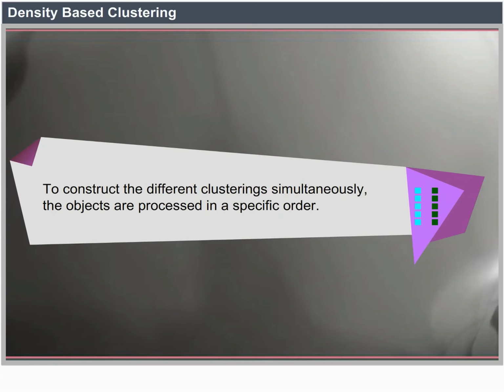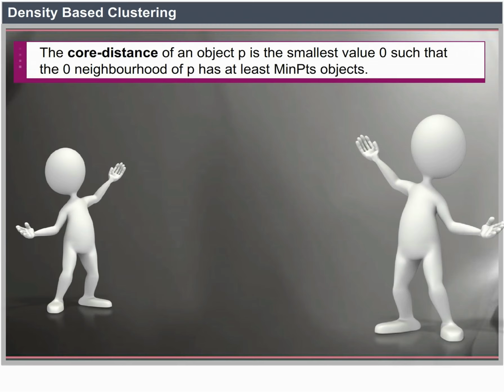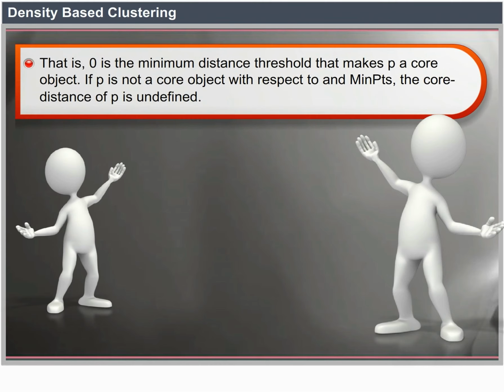To construct the different clusterings simultaneously, the objects are processed in a specific order. This order selects an object that is density reachable with respect to the lowest epsilon value so that clusters with higher density will be finished first. Based on this idea, OPTICS needs two important pieces of information per object. The core distance of an object P is the smallest epsilon value such that the epsilon neighborhood of P has at least min points objects. That is the minimum distance threshold that makes P a core object. If P is not a core object with respect to epsilon and min points, the core distance of P is undefined.